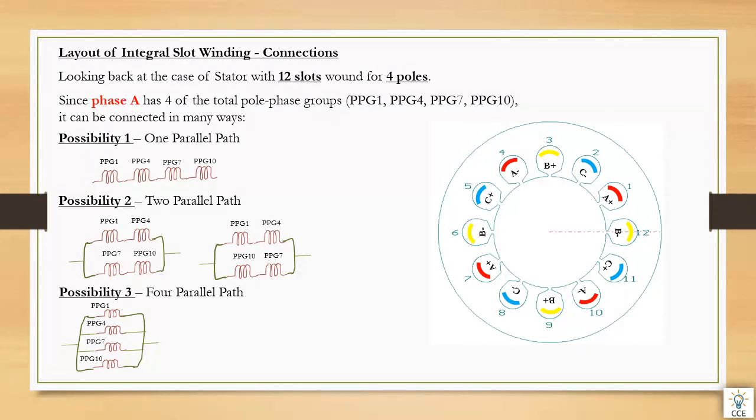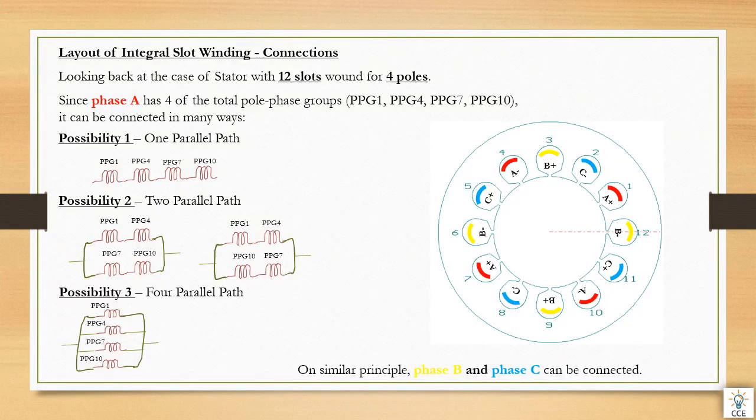And the third possibility is four number of parallel paths where all the four possible pole phase groups are connected in parallel with each other, thus creating four number of parallel paths for the current flowing through them.